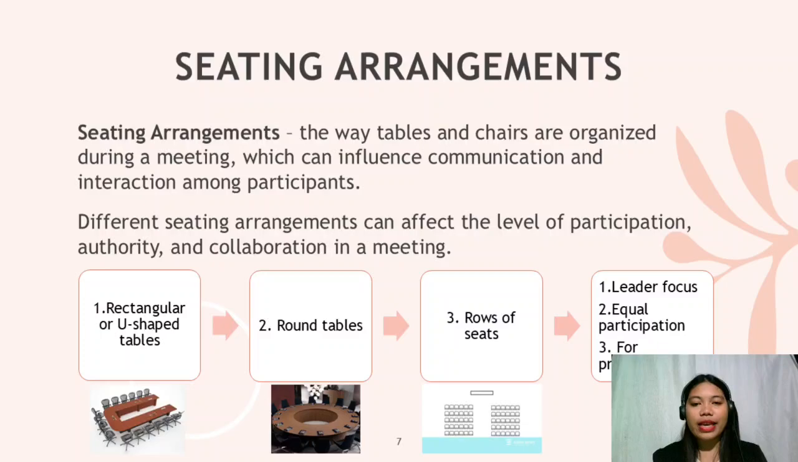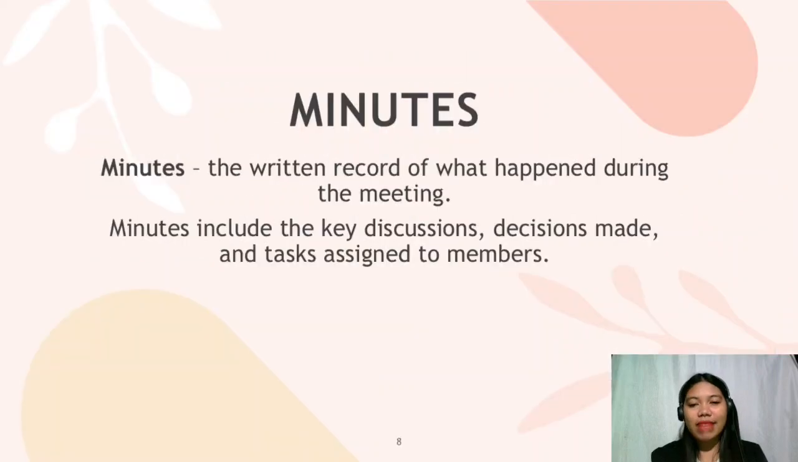So we have here the next one. Of course, we have minutes. When there's a meeting, there are minutes. Minutes are the written record of what happened during the meeting. Minutes include the key discussions, decisions made, and tasks assigned to members. Minutes help document what happened during the meeting.